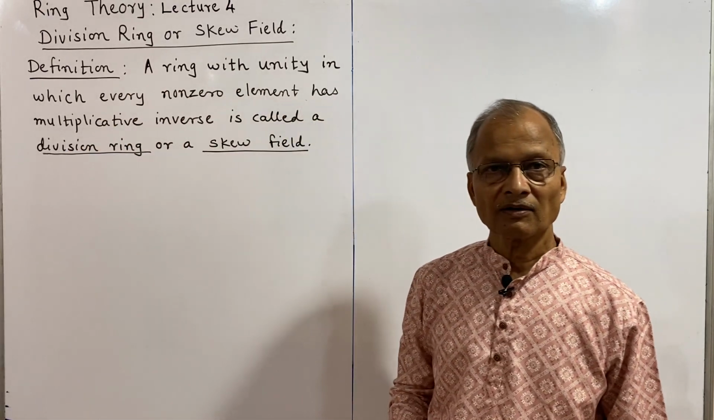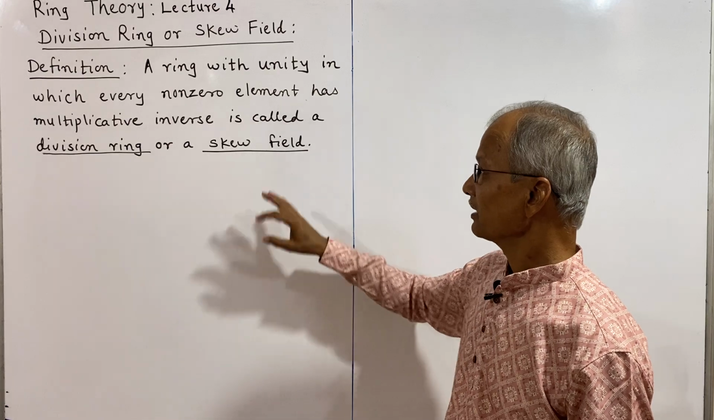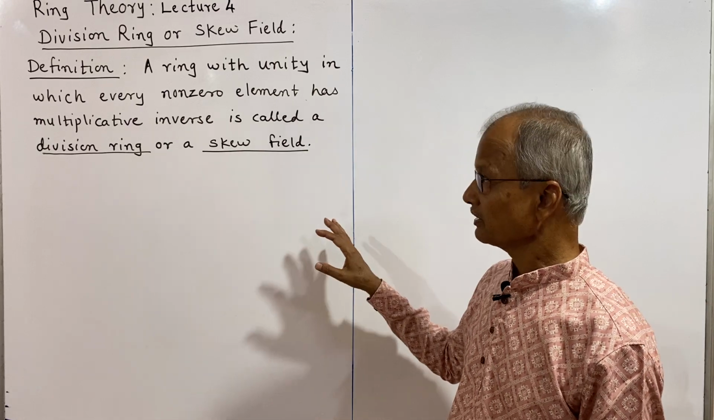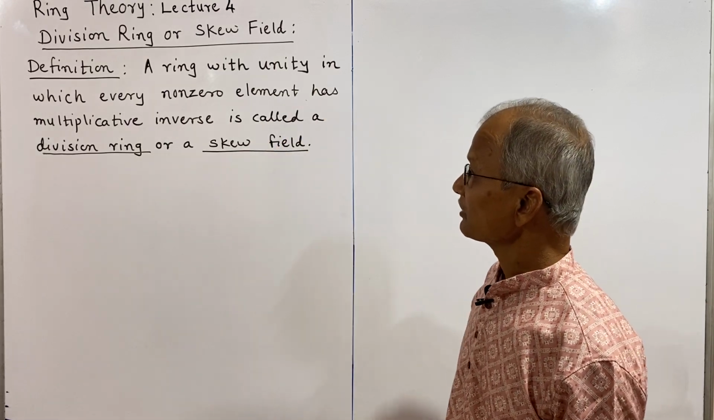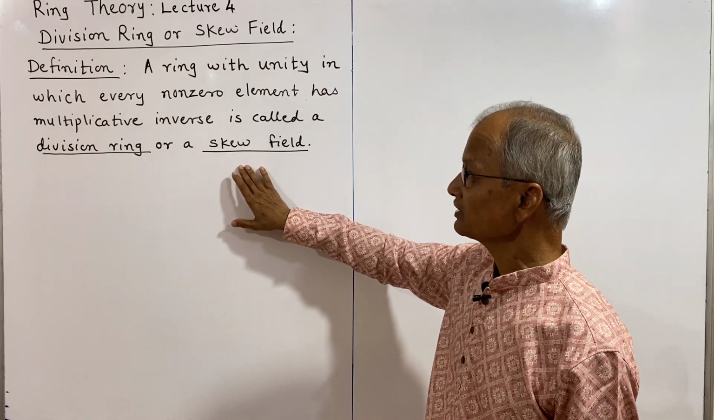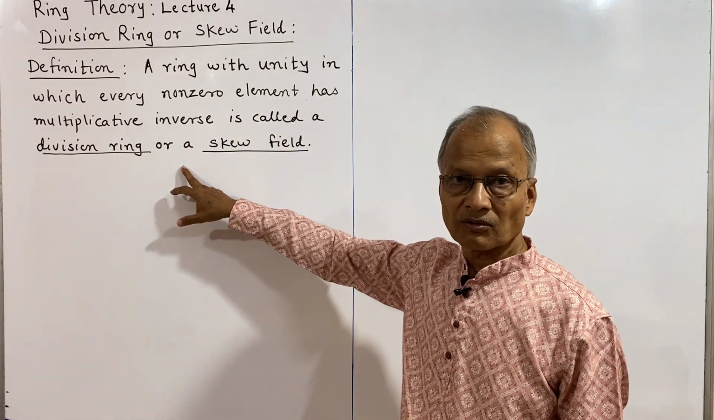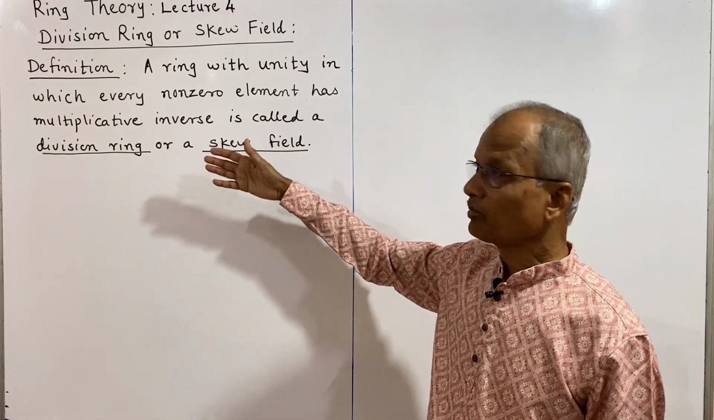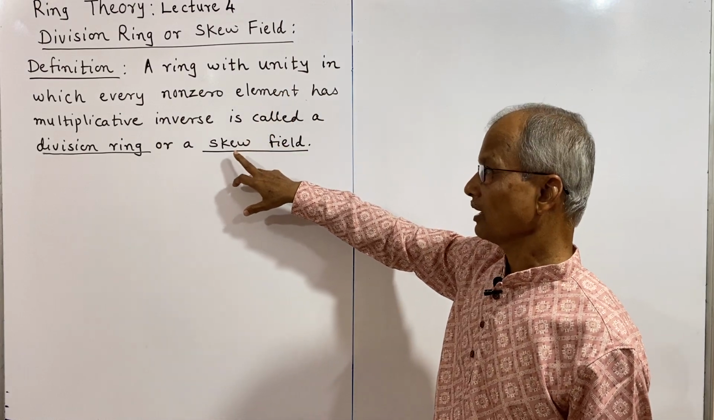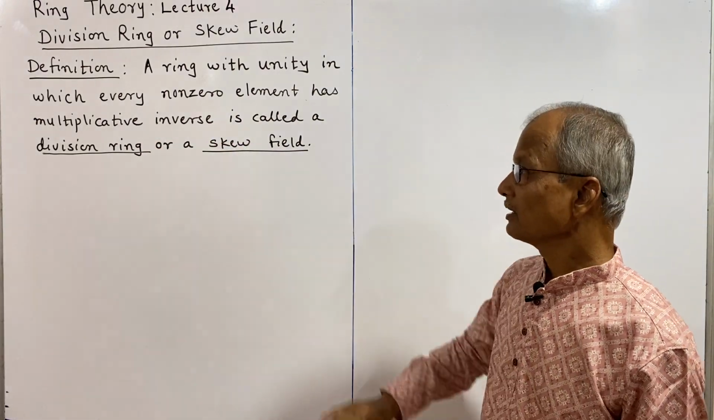We have studied field earlier. So what is the definition of a field? There are three things required in a field: a ring with unity, then a commutative ring, and third, every non-zero element must have a multiplicative inverse. That is a field. The difference between a field and a skew field is that the commutative property is not necessary for a division ring. So it may not be commutative, but it must have a unit element, and every non-zero element of it must have a multiplicative inverse. Then that type of ring is known as a division ring.